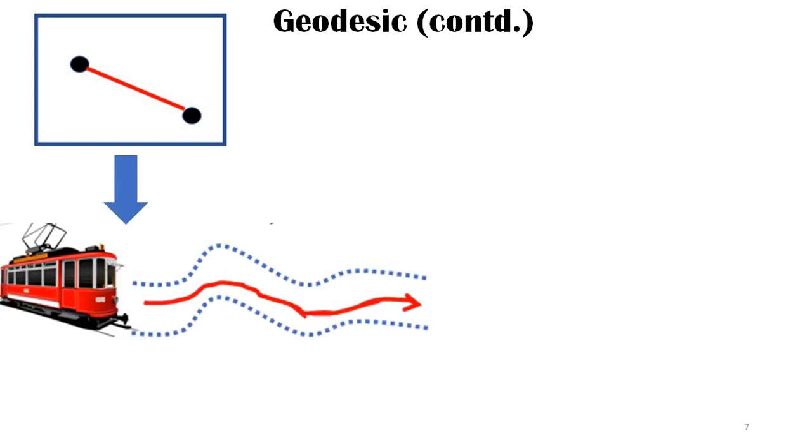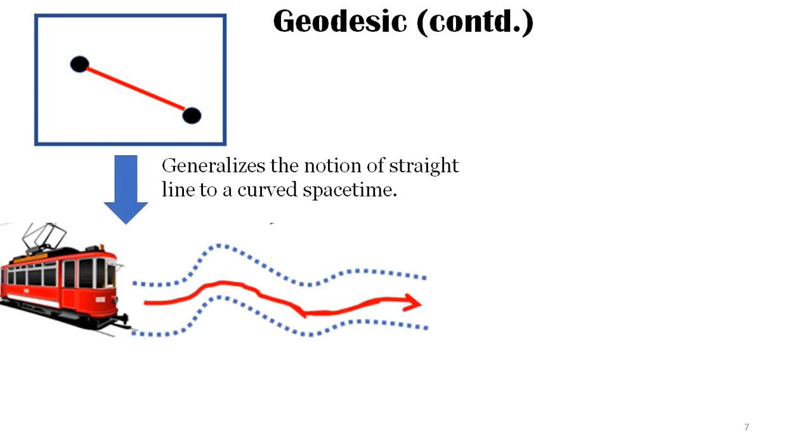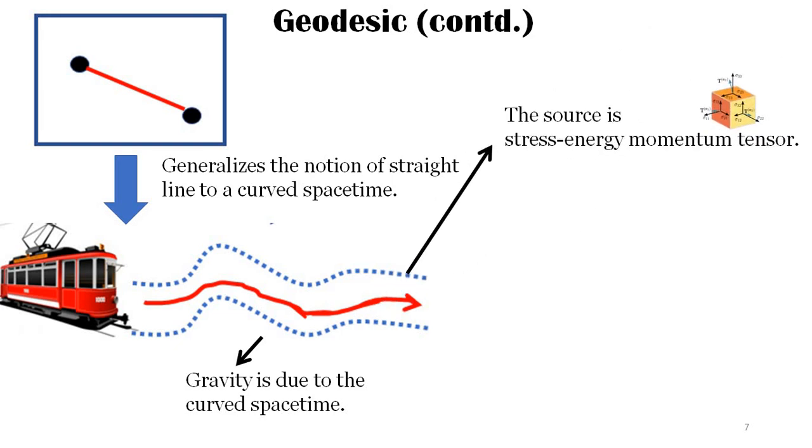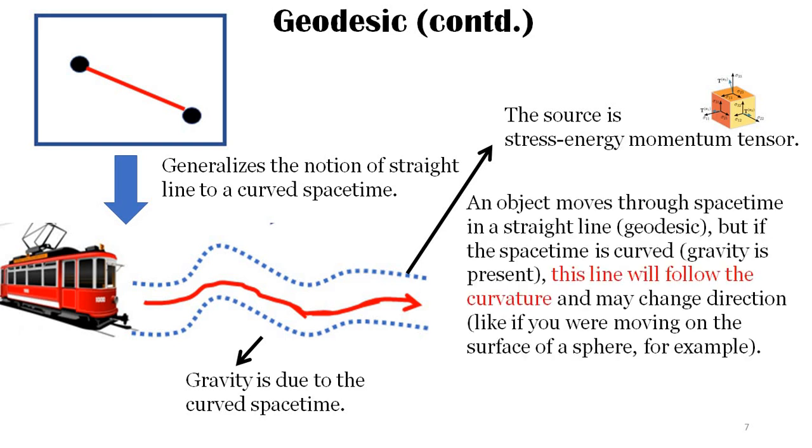So if you continue with this, what we get is that a geodesic is basically a generalization of the notion of a straight line to curved space-time, and gravity, as we know, is due to the curved space-time. What is responsible for causing the gravity is the stress-energy-momentum tensor. So we can conclude that an object moves through space-time in a straight line, which is called a geodesic. But if the space-time is curved, that means if gravity is present, this line will follow the curvature and may change direction. Note that in the context of GR, space-time curvature denotes gravity, and it may change the direction.